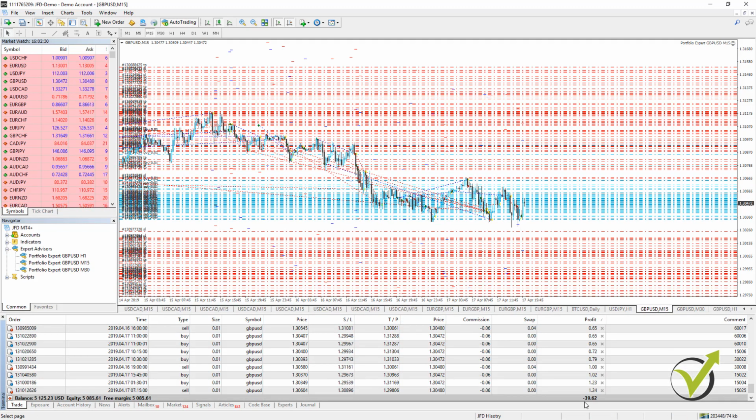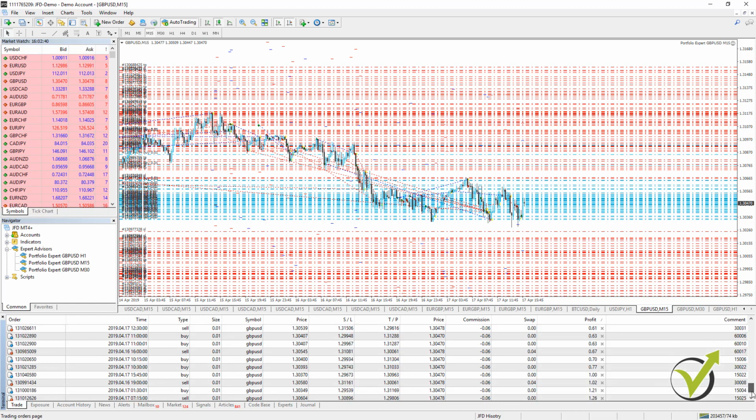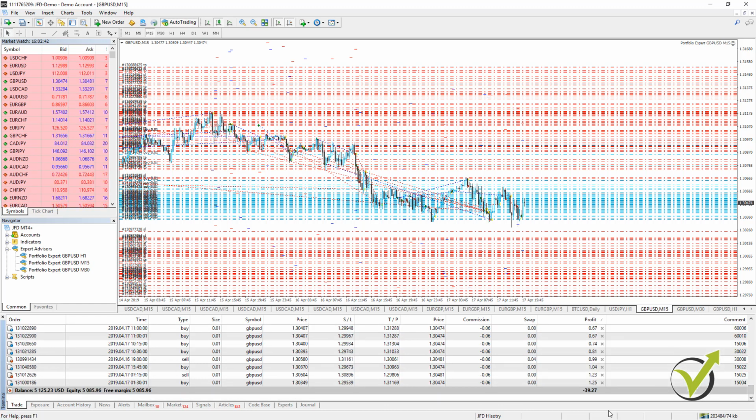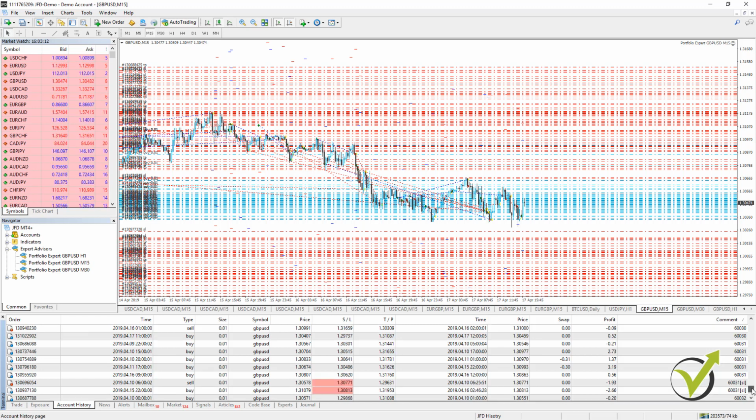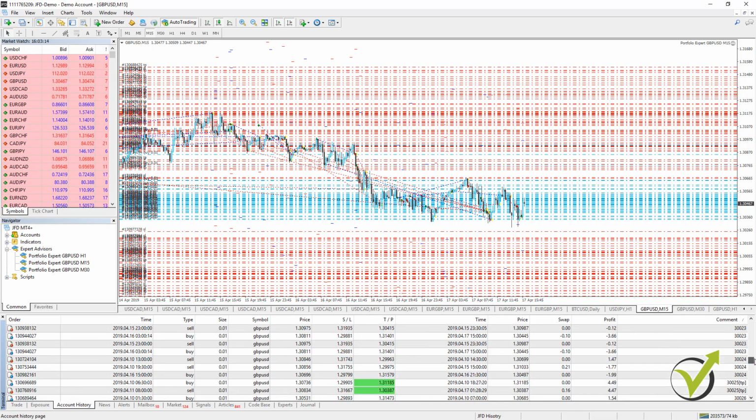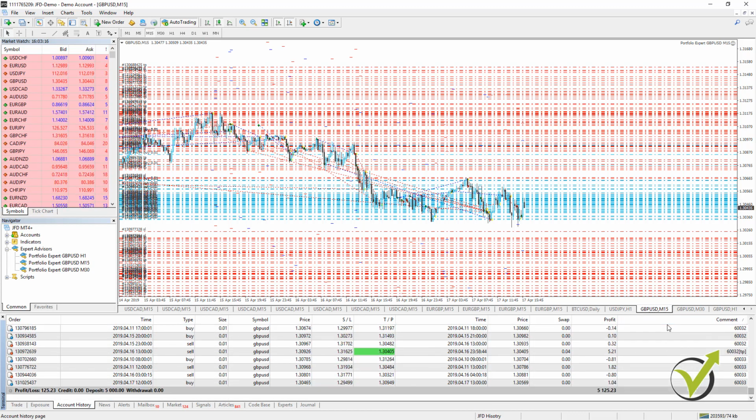Currently I have about negative 40 as a result, and you can see too many trades are open, but we are not looking at open trades because the result changes. What we are looking at is the account history where we have the closed trades, the closed result. And you can see I have $125 with 0.01 lot.